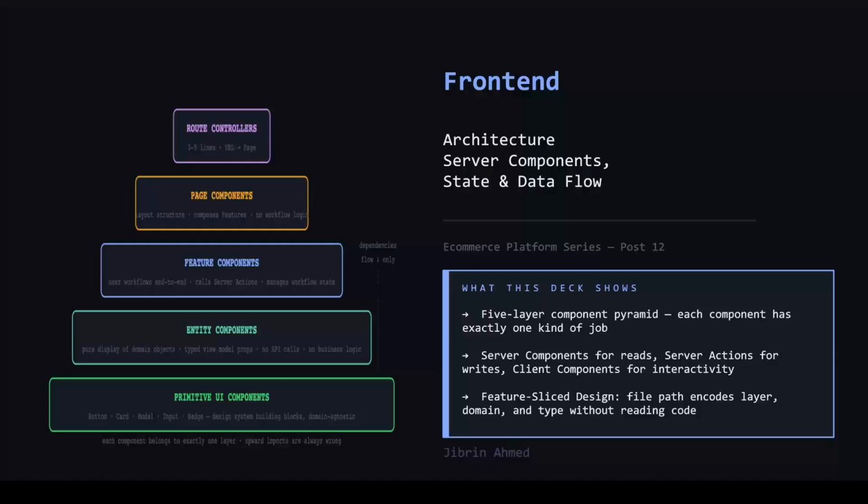The fix is not a rewrite. It's an architecture that decides responsibility up front. For my Next.js e-commerce platform, the architecture is a 5-layer component pyramid. Server components for data fetching, server actions for mutations, and a state model that classifies each piece of data into one of 4 types. This video walks through the full front-end architecture.